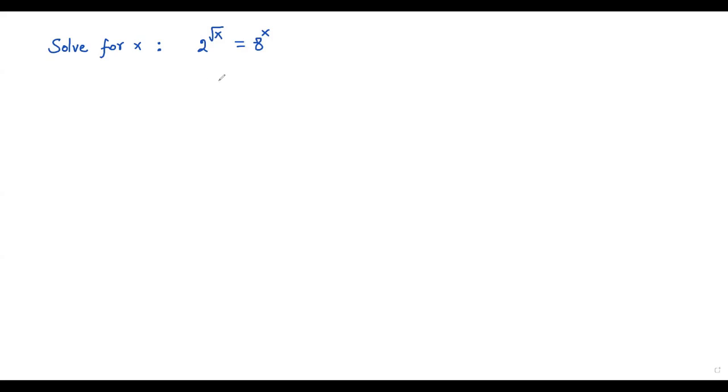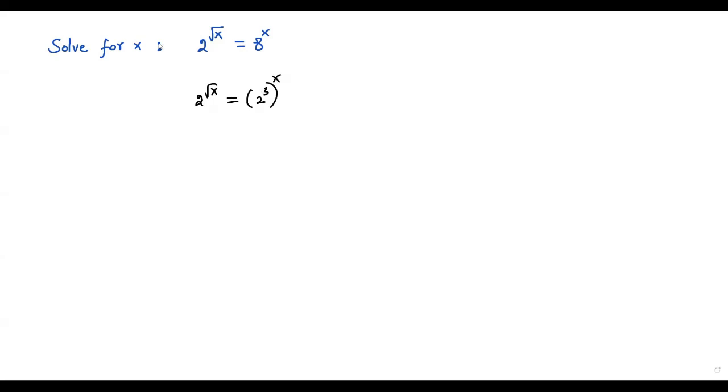When I write 8 as 2 to the third power, then I'll be able to get the same base 2 on both sides. Let me write the left side as it is. Now on the right side, I'm going to write this 8 as a power of 2. That is 2 to the third power, and we have this exponent x over here. So now what do we have to do with these two exponents?